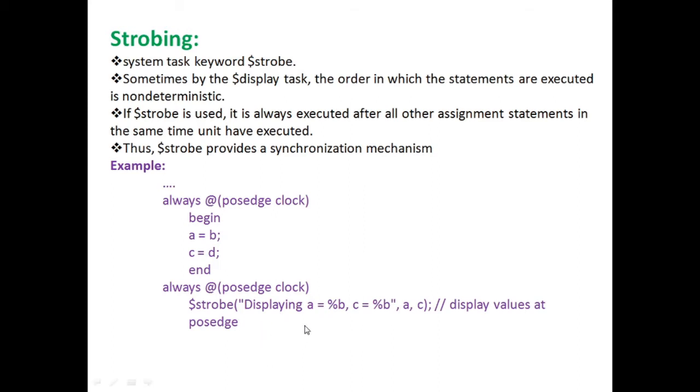So in order to overcome this drawback, I simply replace the $display with $strobe here. Whenever $strobe is used, it is always executed after the remaining always blocks or after all other assignment statements in the same time unit. Can I say now, whenever $strobe is there, an asynchronous activity is indirectly generated? So this is the usage of your $strobe keyword.